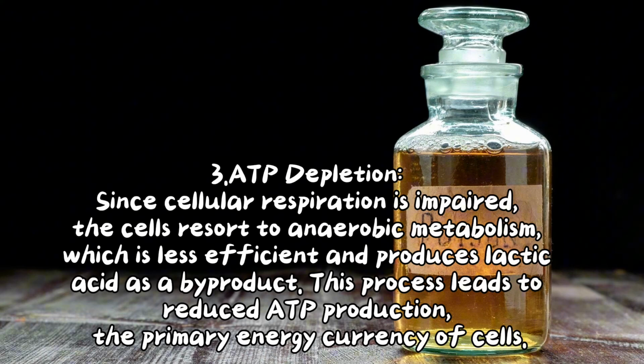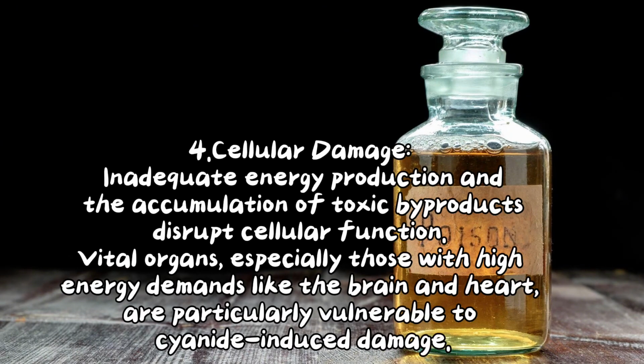3. ATP depletion. Since cellular respiration is impaired, the cells resort to anaerobic metabolism, which is less efficient and produces lactic acid as a byproduct. This process leads to reduced ATP production, the primary energy currency of cells. 4. Cellular damage. Inadequate energy production and the accumulation of toxic byproducts disrupt cellular function. Vital organs, especially those with high energy demands, like the brain and heart, are particularly vulnerable to cyanide-induced damage.